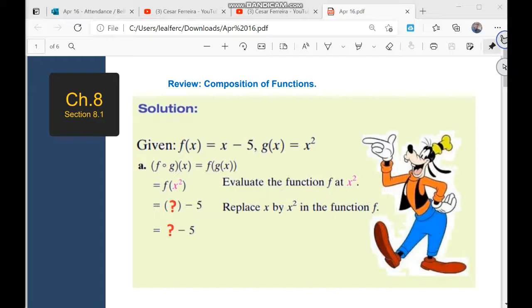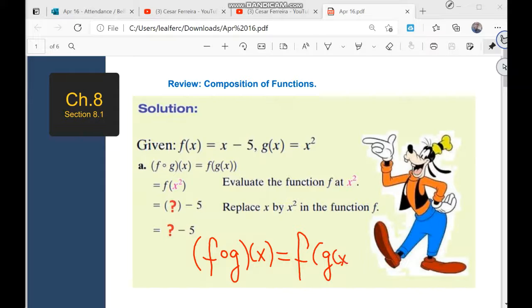Let's think about this review. Yesterday we learned that if we are composing f with g of x, this is the same thing as f of g of x, right? But how do we find this f of g of x?